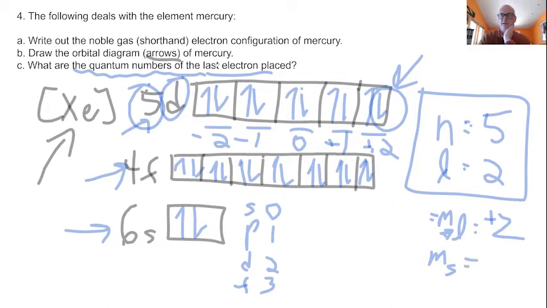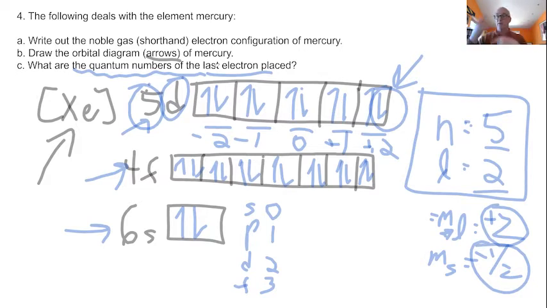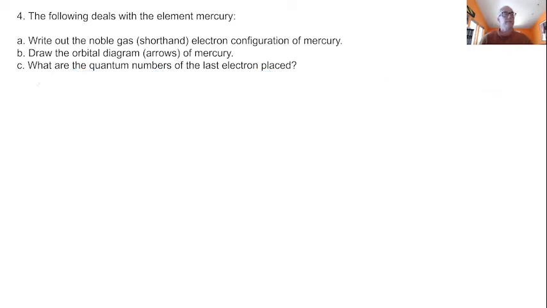-1/2. That's correct. The first one in is +1/2. Second one in is -1/2. So listen to me. So the four numbers are 5, 2, +2, and -1/2. That gives us the complete information of exactly where that electron is and what spin it's in. So that's all the information we need about an electron. All right, man, we got through that one. Okay.